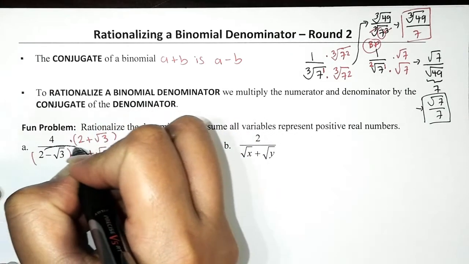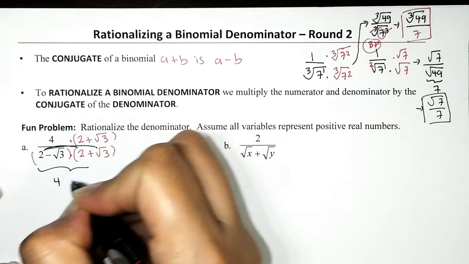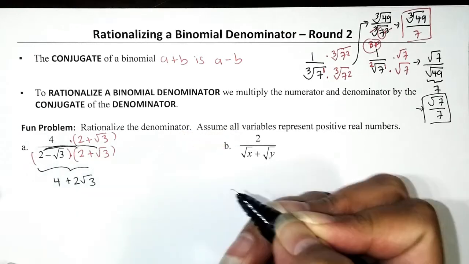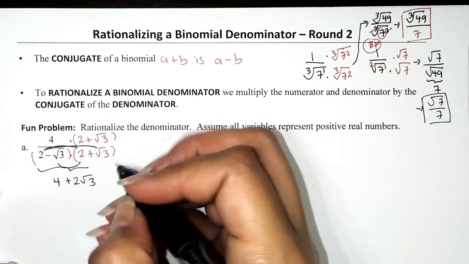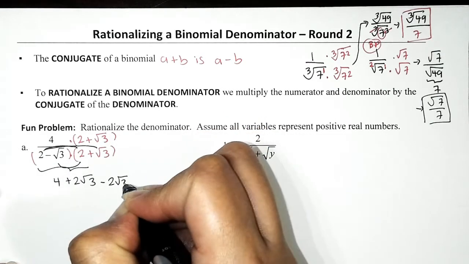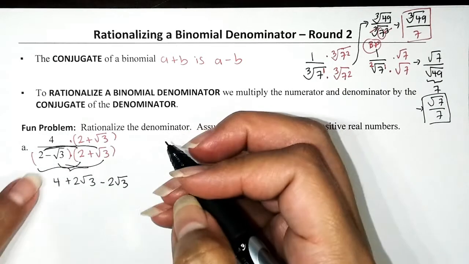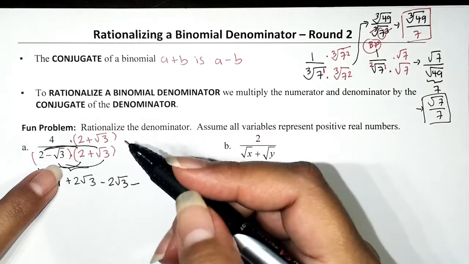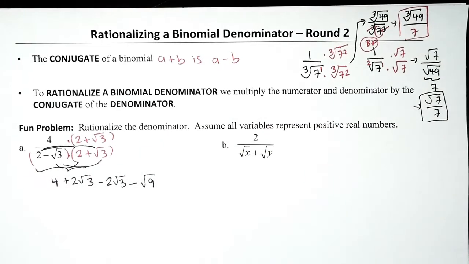Okay, so let's do this. Product of the first terms, 2 times 2 will give us 4. Product of the outer terms, 2 times root 3 will give us 2 root 3. Product of the inner terms, negative square root of 3 times 2. But let's go ahead and write this so it's aesthetically pleasing, so we'll put the 2 first. Product of the last terms, negative times positive is negative, and the square root of 3 times the square root of 3 will give us square root of 9. Let's take our time, evaluate what we can, combine what we can, and then confirm that the denominator has been rationalized. Confirm that the radical is gone.